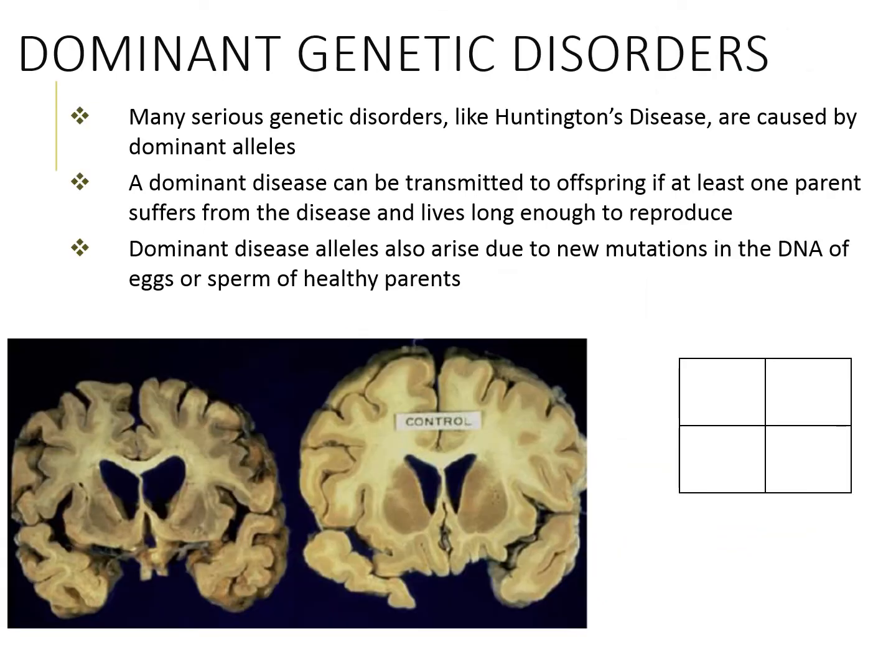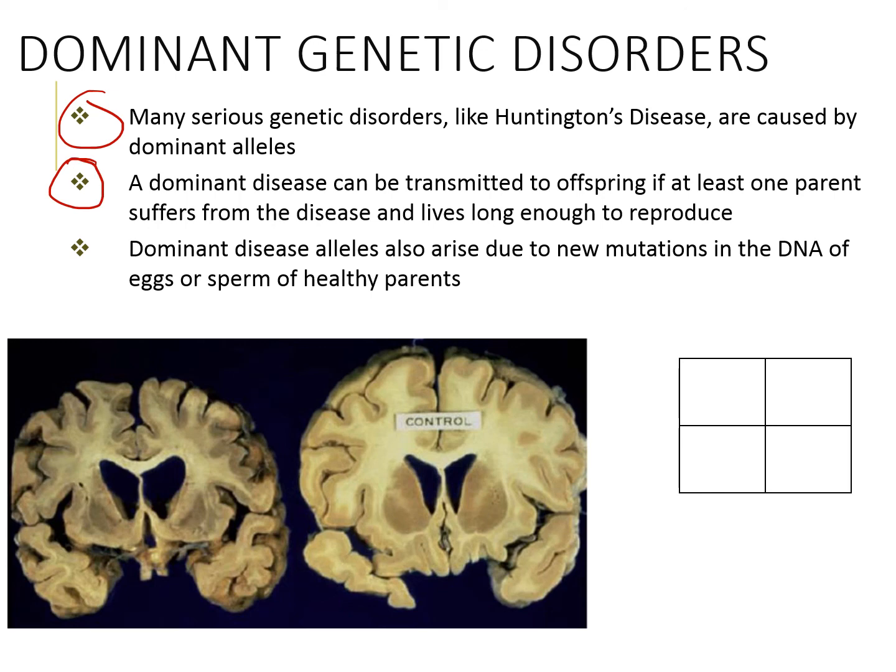Dominant genetic disorders also exist. So this means a mutation occurred that caused a protein to basically not lose its function exactly, but lose its function and gain another function. So it didn't lose its ability to do everything, it just kind of changed what it does. So many serious genetic disorders like Huntington's disease are caused by dominant alleles. That means you only need one copy to be affected.